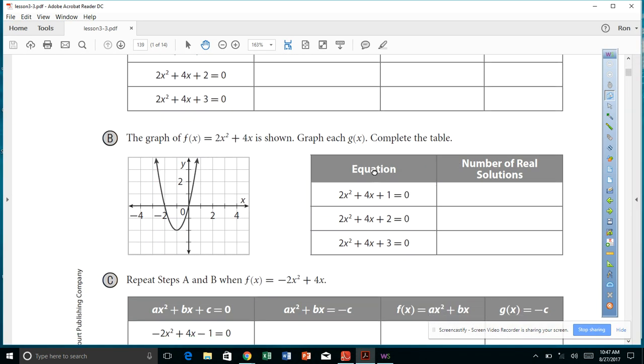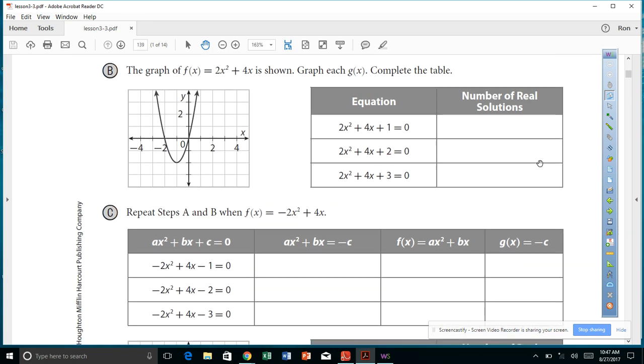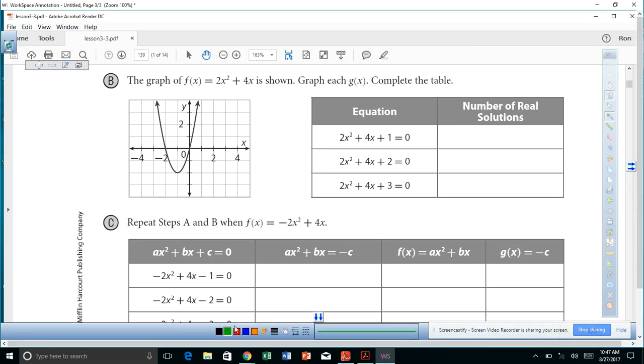The graph of f of x equals 2x squared plus 4x is shown. Graph each g of x and complete the table. All right, so let's graph the first g of x, which is negative 1. Negative 1 would be right here. Let's make that blue, that'll match the colors I put up. And how many solutions does it have? Well, it has one solution here and one solution there. So it has 2 solutions.